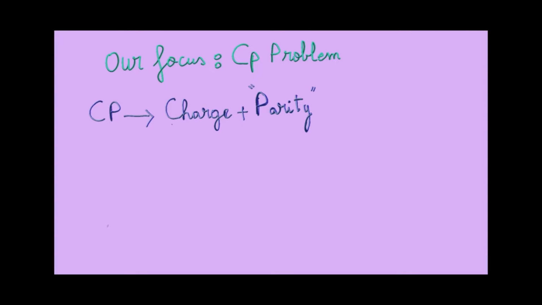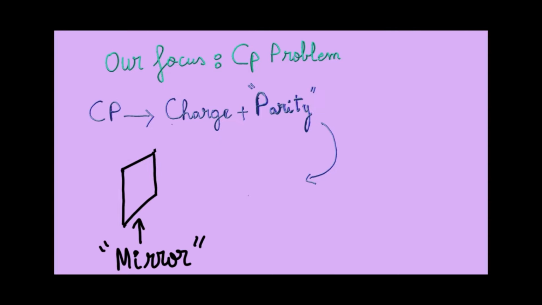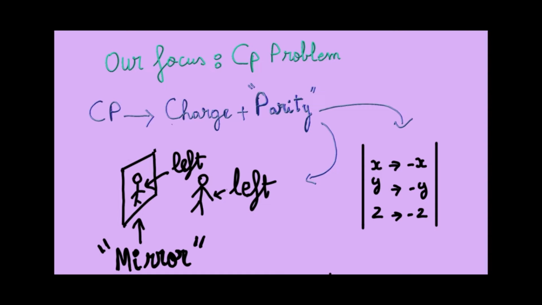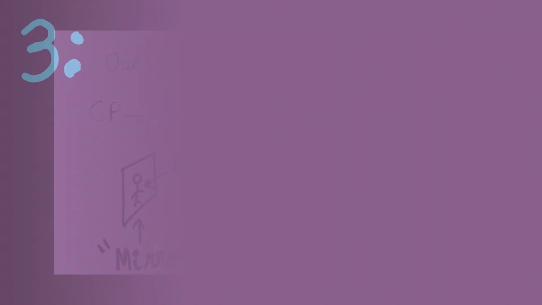And parity symmetry is just a measure of the symmetry of a physical system. In physics, a system is said to have parity if it is unchanged under a transformation that inverts its spatial coordinates. An example would be a mirror. A person with the left hand will see his reversed left hand in the mirror. And this in physics means that the laws should still be the same.